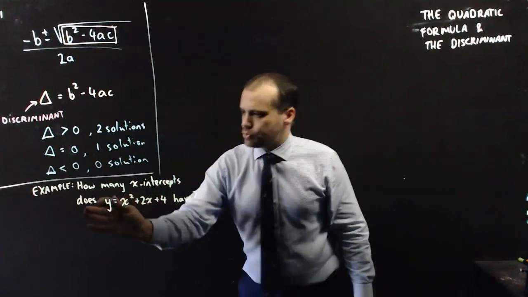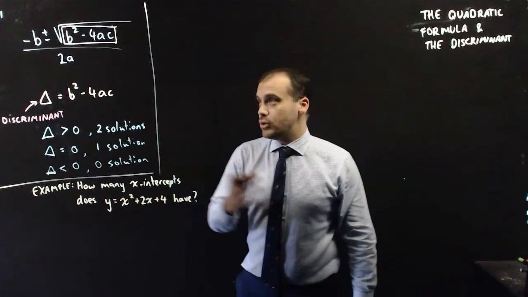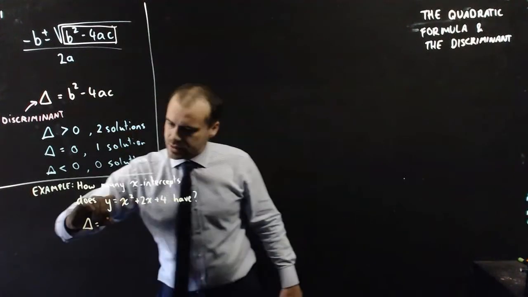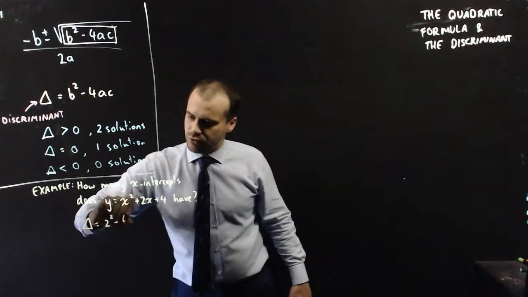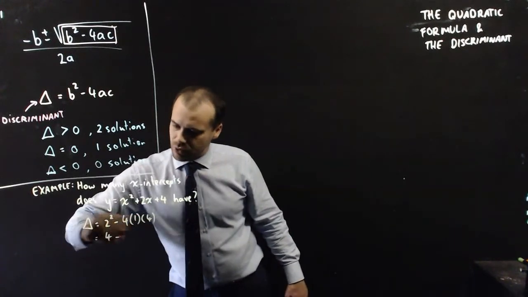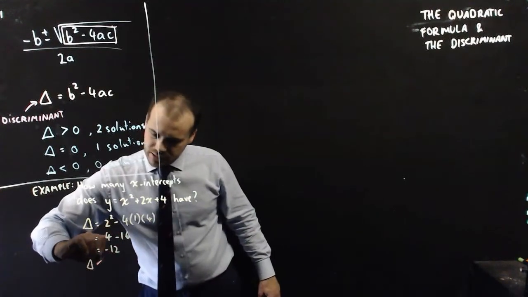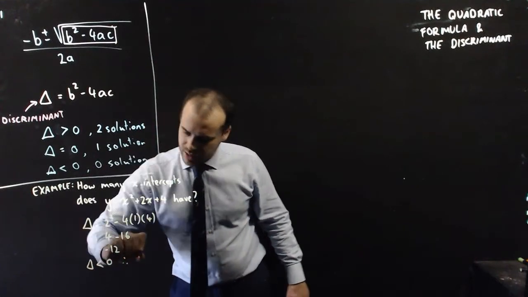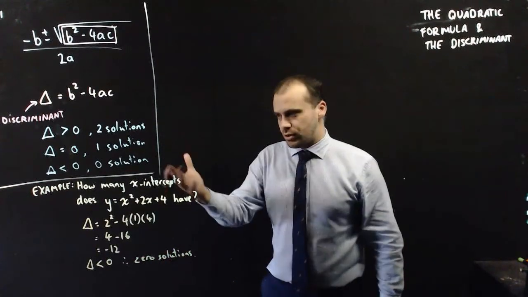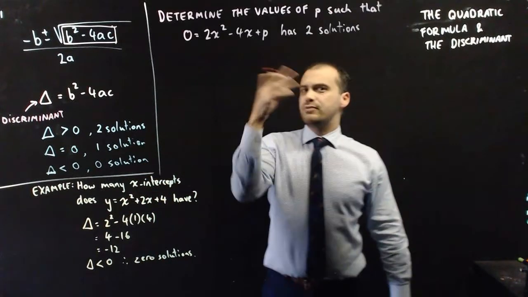How many x-intercepts does y equals x squared plus 2x plus 4 have? We can put it into the quadratic formula and try to find them, or we can just put it into the discriminant. Now, the discriminant is equal to b squared minus 4 times a times c. And when we do that, we get 4 minus 16. We get negative 12. The discriminant is less than 0, therefore we get 0 solutions. So we get 0 x-intercepts for this quadratic equation. It's really straightforward.